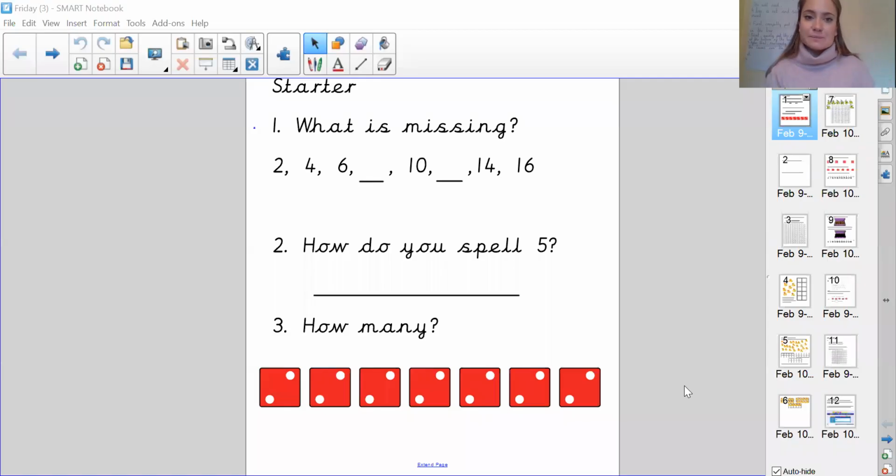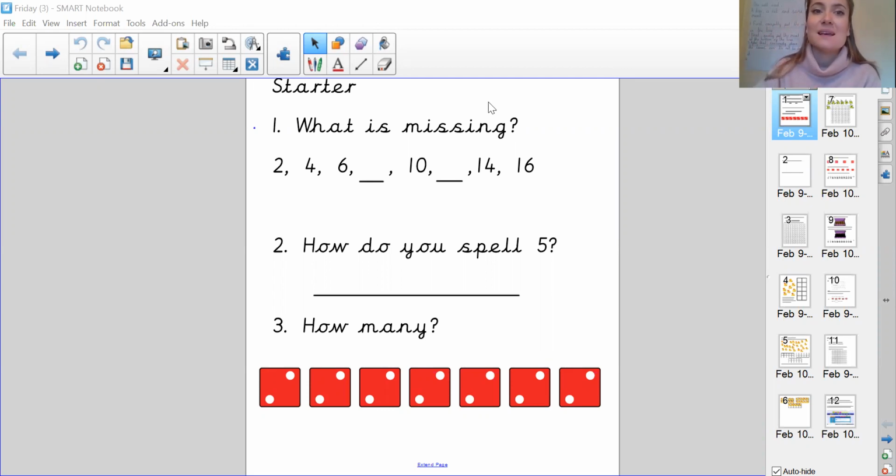Let's get started. Make sure you've got a pencil and a piece of paper with you as well. Okay, so I want you to pause me in a minute and work out these questions. My first one says, what is missing? So you've got to go along the numbers and find out what they're going up in, find out what's missing. Then number 2 says, how do you spell 5? So think. You can use your red fingers for that one. That's a clue. And here it says, how many dots have I got? So count, see what they're going up in. See if you can count them. So pause me whilst you do that. Don't forget to take your time.